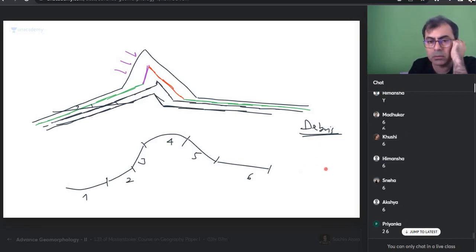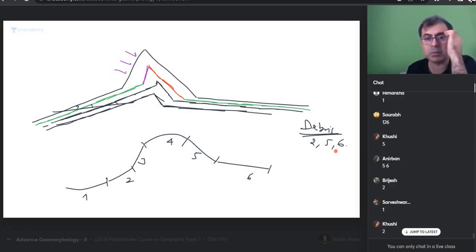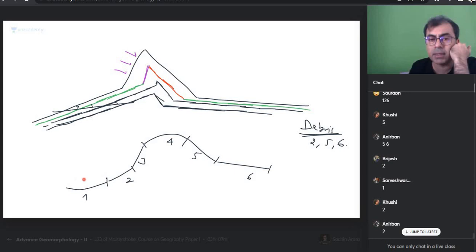Only 6. Why? I think 2, 5, 6. 2, 5, 6. This 1 is also a debris slope. What are you saying? What is 1, tell me quickly. Which one is 1? Concave. Which one is convex?